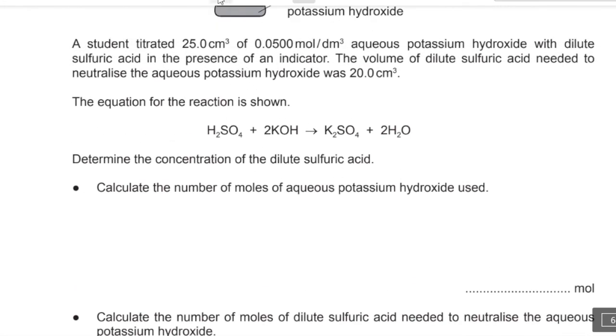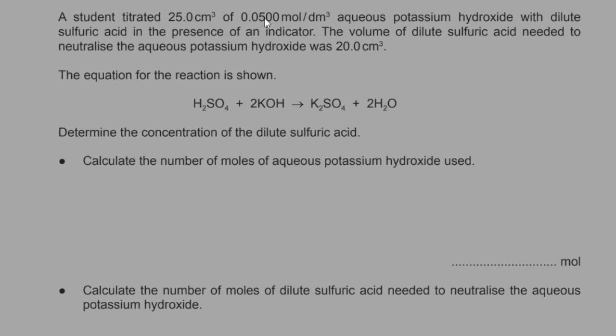You can use the formula moles is equal to concentration times volume, but for that, you need to have both the concentration and volume in the same units. So I'm going to convert the volume from centimeter cube to dm cube. That would mean I'd have to divide 25 by 1000 and then multiply it with 0.05. So 0.05 multiplied by the volume in dm cube. That would give the number of moles as 1.25.